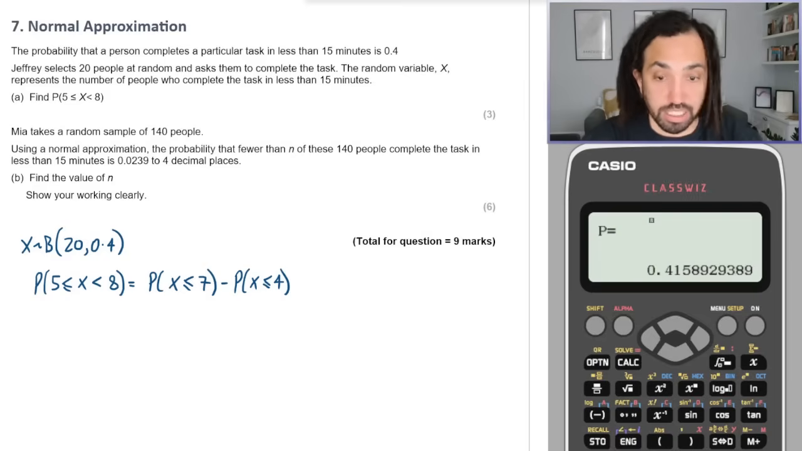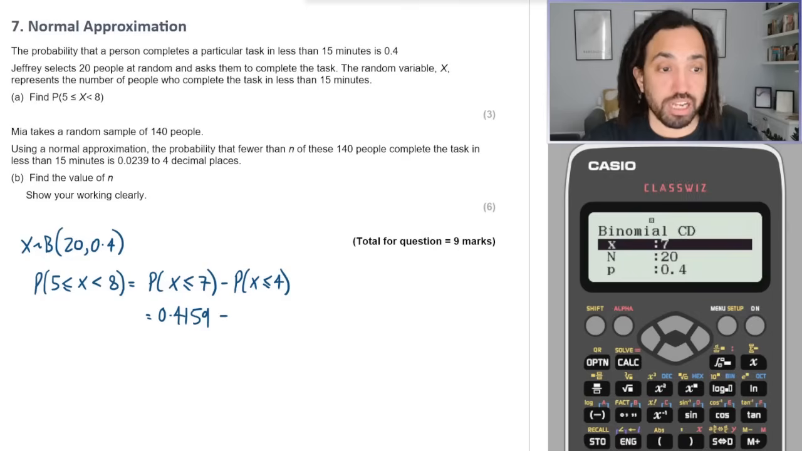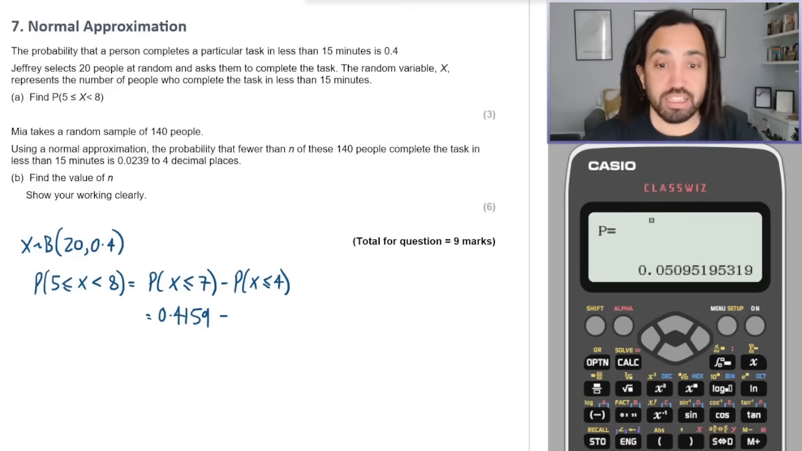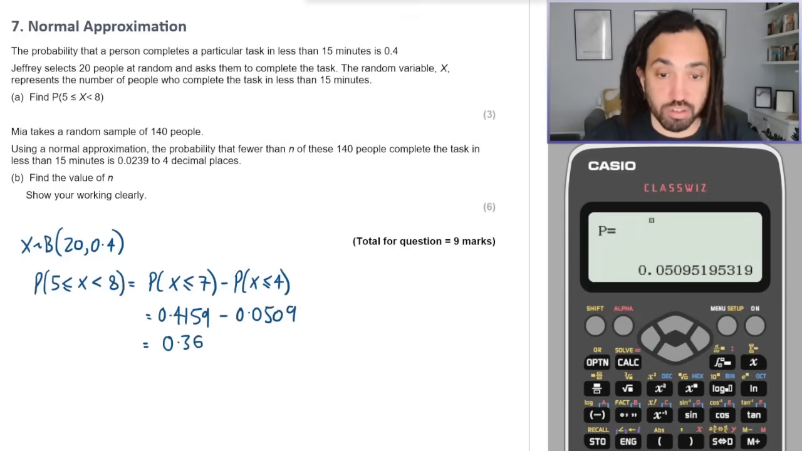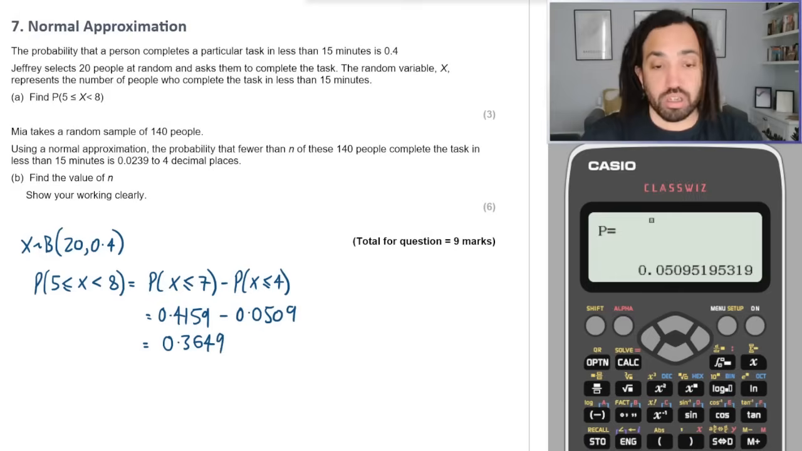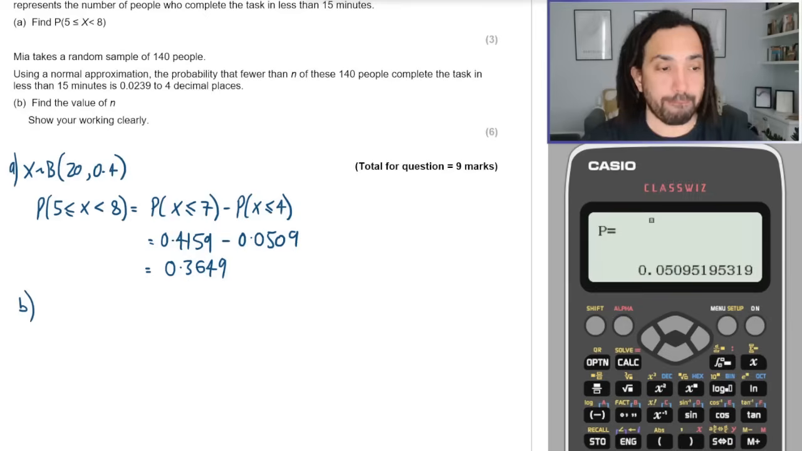So you press that and you get 0.4159, and then you need to do the same for 4 as well. So you go back, you change that to a 4, and that is 0.0509, whatever. And then that will give you an overall answer of 0.3649. Okay, perfect. So that was part A. Now this is part B.